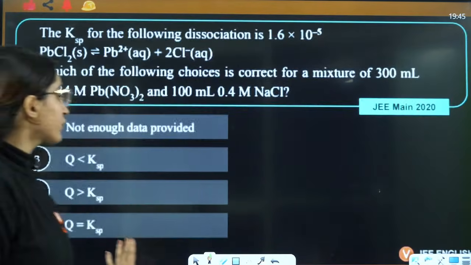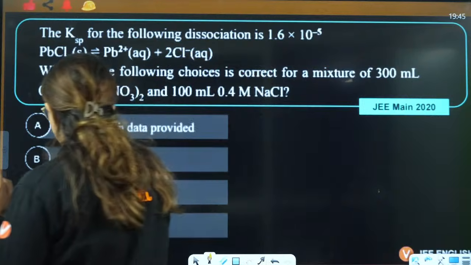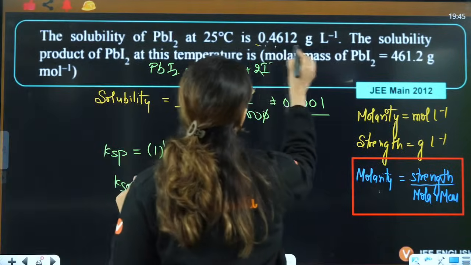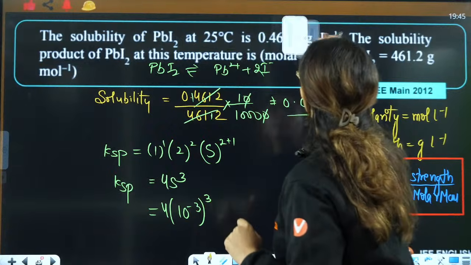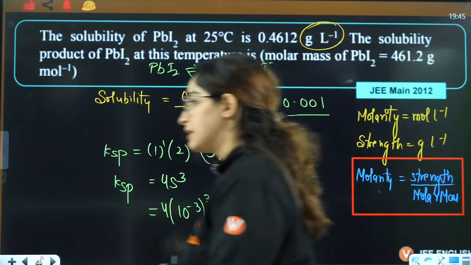So here, the place where students could have made the mistake is on this part. Because of the units here, they could have made the mistake, right?